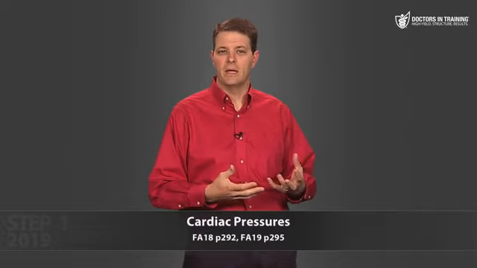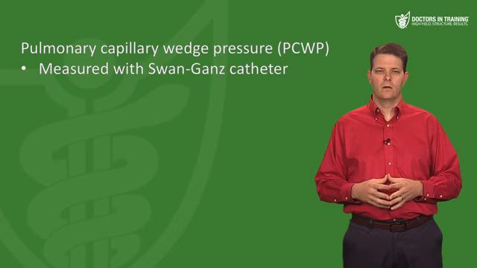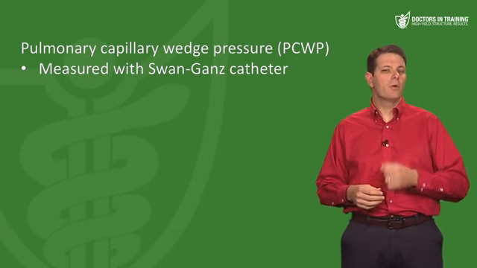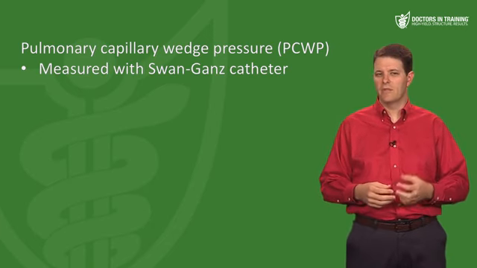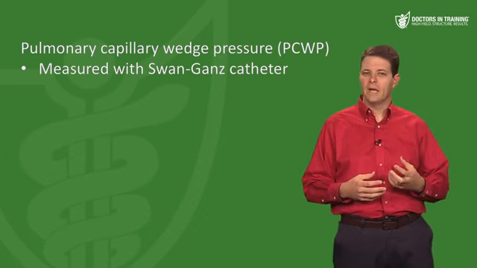So the left ventricle is responsible for pumping blood out to the body, and if the left ventricle starts to fail, the pressure in the aorta tends to fall, and as the blood backs up into the left atrium, the left atrial pressure rises. We use something called the pulmonary capillary wedge pressure to estimate the pressure in the left atrium. So how do we measure the wedge pressure? We measure it with a Swan-Ganz catheter.